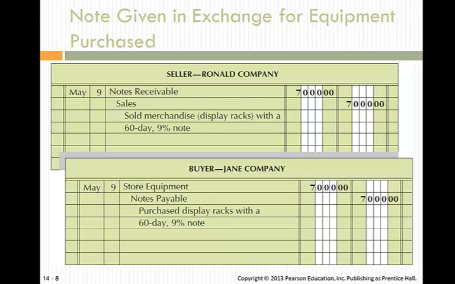The last part of the learning unit is recording notes when an asset is purchased, such as store equipment. Suppose Jane Company decided to buy from Ronald Company some display racks for $7,000. In this case, Mace Company credits the income account sales instead of accounts payable, and Jane Company debits store equipment. All of the entries at the maturity date would be the same.